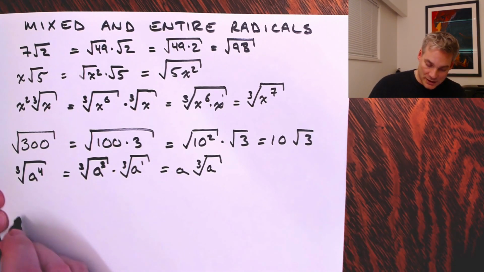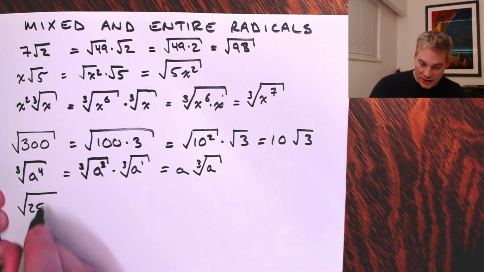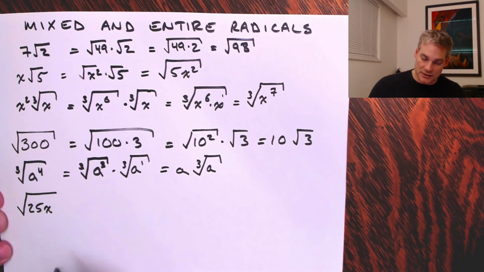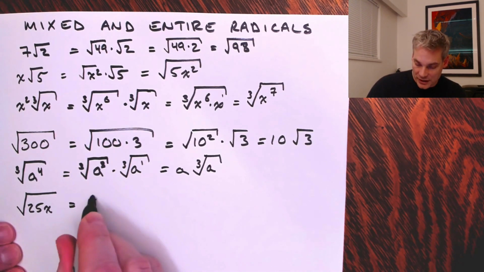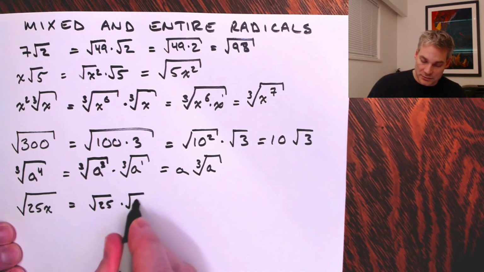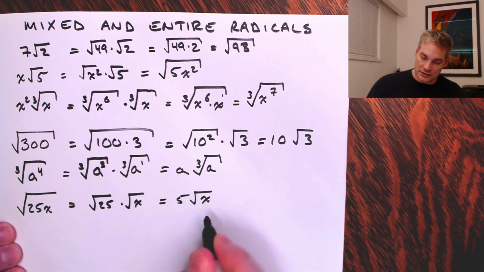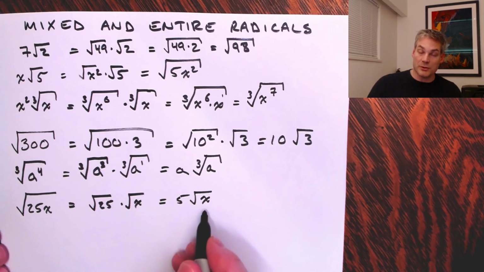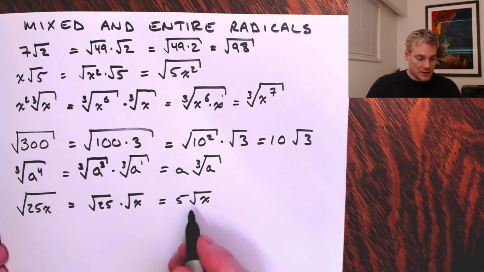So what if we had something like the square root of 25x. So here I could just say, well, I know what the root of 25 is, right? I know the root of 25, and I'll keep that as the root of x. Well, that's just 5 root x, which I think is a much simpler way of looking at this problem, and I find this to be more useful. And in general, I think that's a pretty good place to stop.